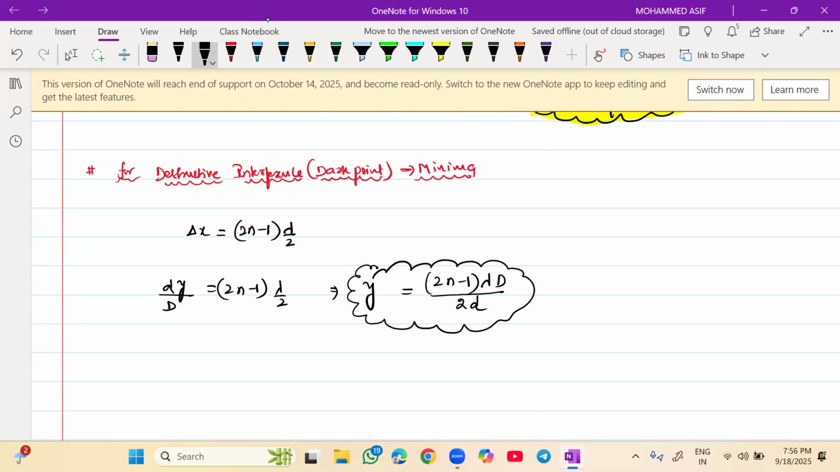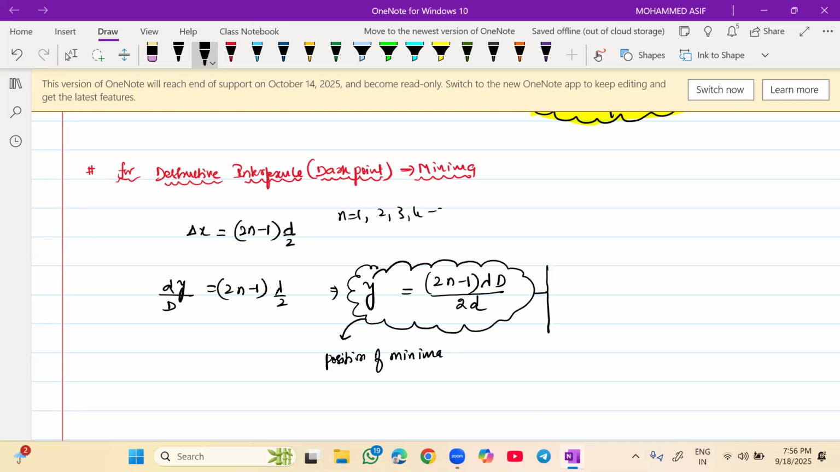So y will be representing what? It is your position of minima. Where is the first minima? Where is the second minima? Yes, you can use this formula. And you know that in this one, n value starts from where? 1, 2, 3, 4, and goes on.